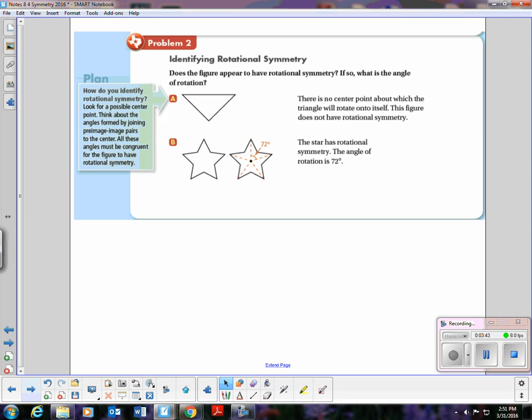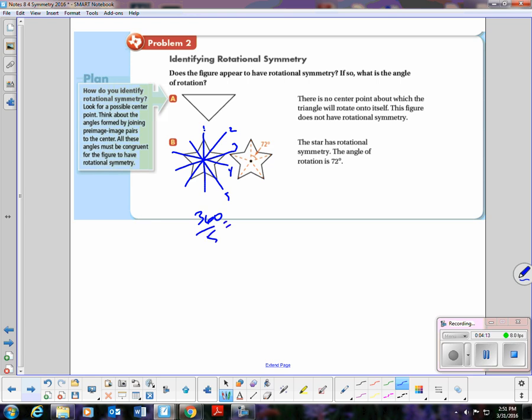And so here, identify rotational symmetry. Does the figure appear to have rotational symmetry? For the first one, no, we don't really have a center point, so we don't have anything to rotate about. The star, on the other hand, does, and remember that I can put lines of symmetry in here. I end up with 1, 2, 3, 4, 5 lines of symmetry. So 360 divided by 5 gives me 72 degrees.